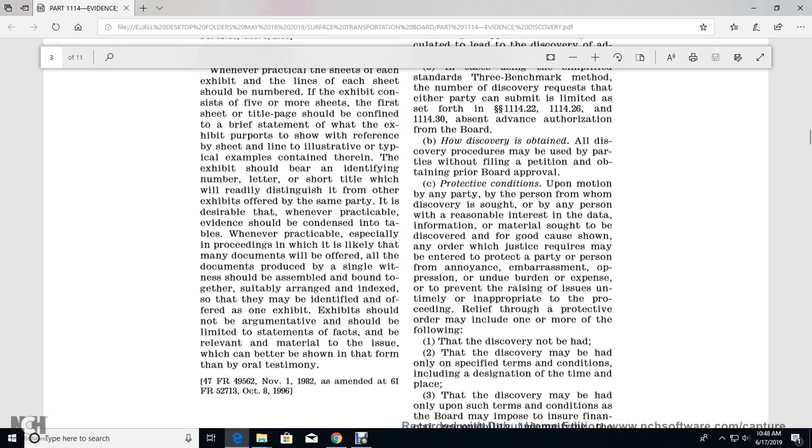All right, protective orders. Upon motion of any party or the person from whom the discovery is sought, or by any person responsible for the data, information, or material sought to be discovered, for good cause shown, any order that justice requires may be entered to protect the party or person from annoyance, embarrassment, oppression, or undue burden and expense, and to prevent the raising of issues that are untimely and inappropriate for the proceeding. The protective order may include one or more of the following: 1. The discovery not be had. 2. The discovery may be had only on specified terms and conditions, including a designation of the time and the place.